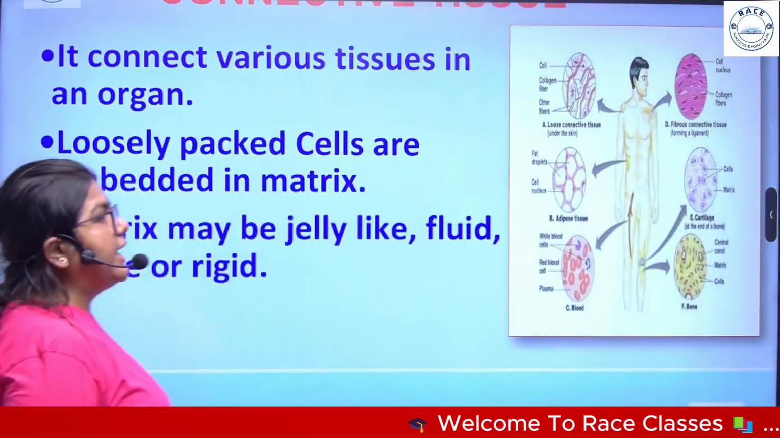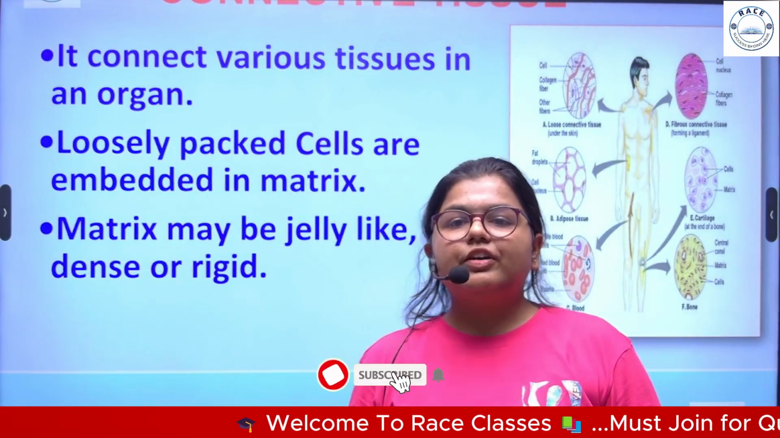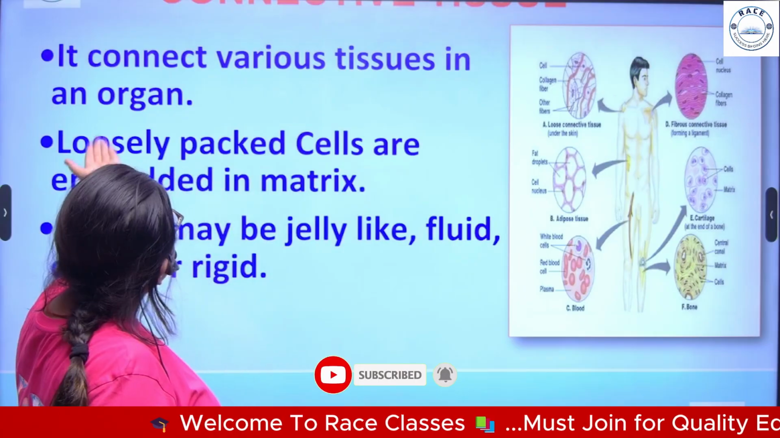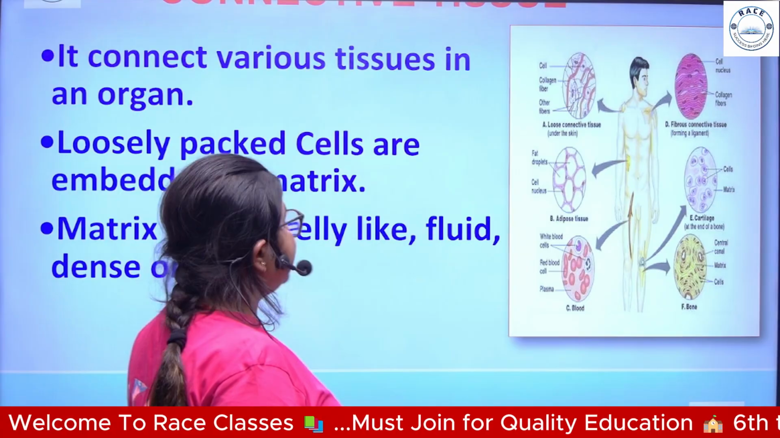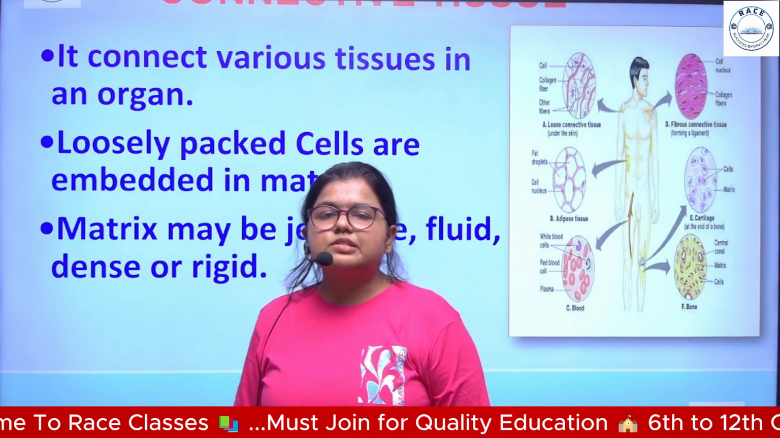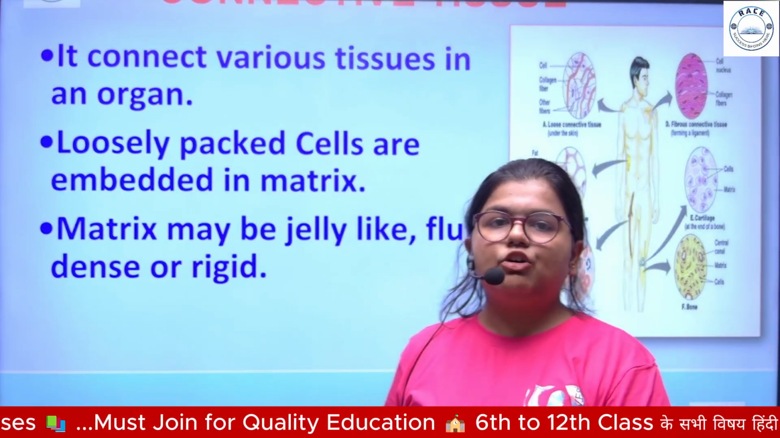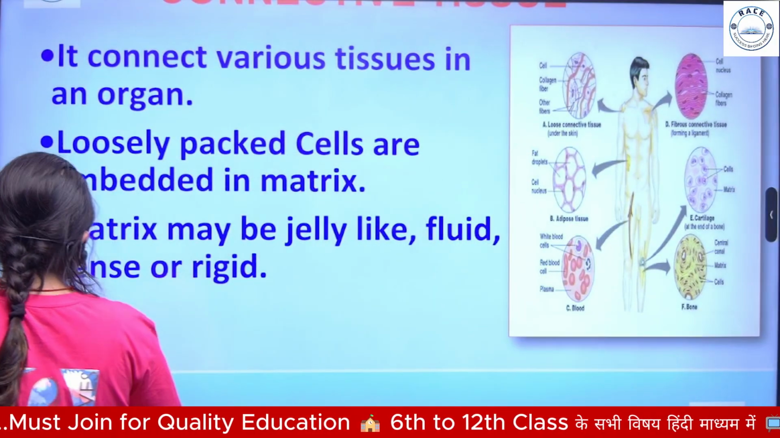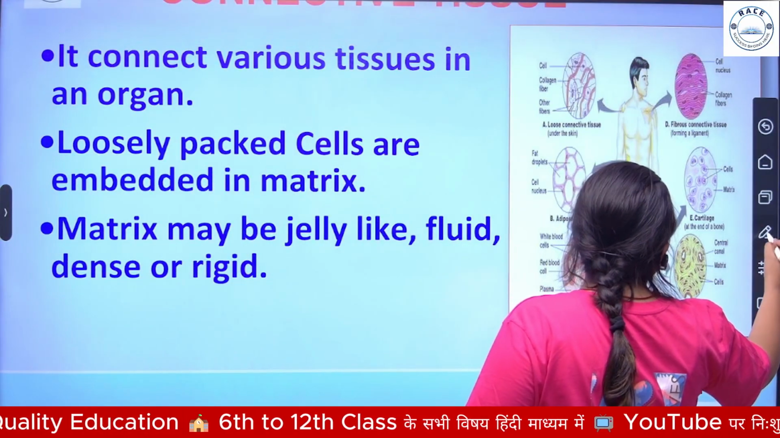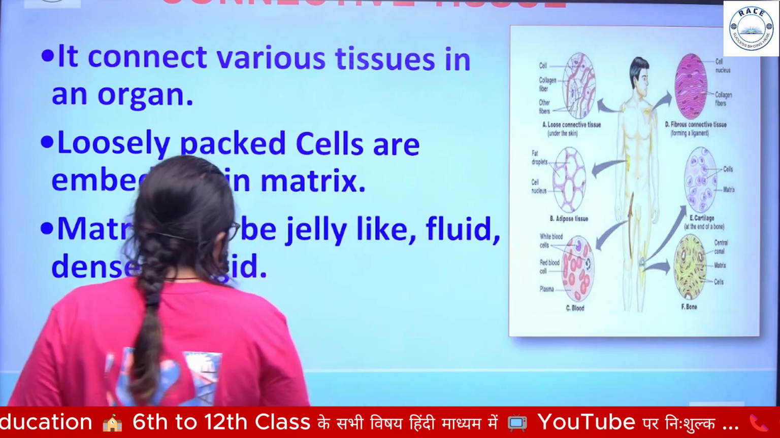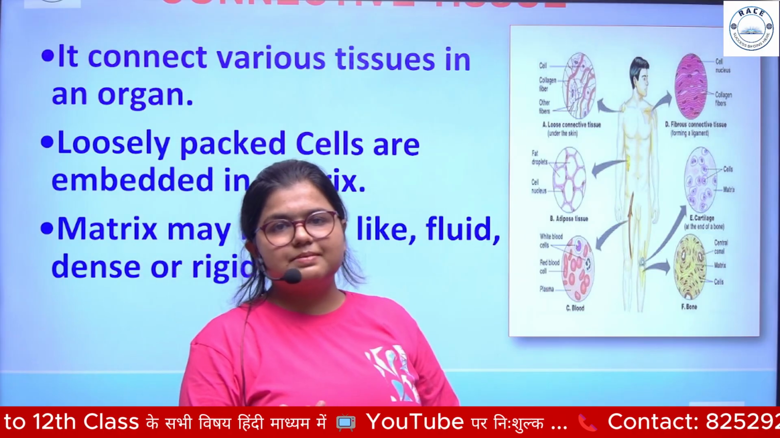Now let's talk about connective tissue. What does connective mean? It is connecting different parts of the body. So when we talk about connective tissue, it connects various tissues in an organ. The loosely packed cells are embedded in matrix. Connective tissues usually are very loosely packed. They are not compactly or densely packed. Matrix may be jelly-like, fluid, dense, or rigid. What is matrix? Any fluid that is present inside the cell is known as matrix.